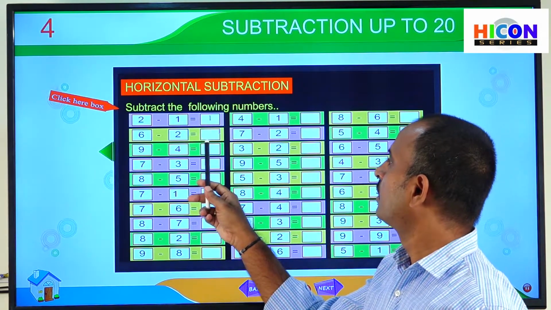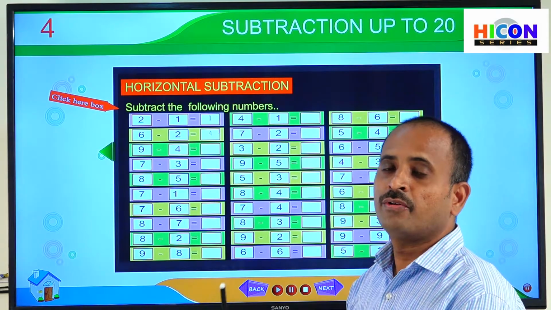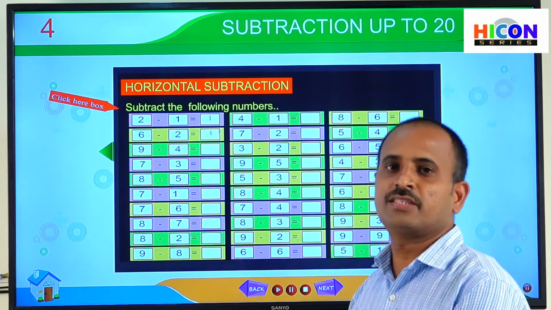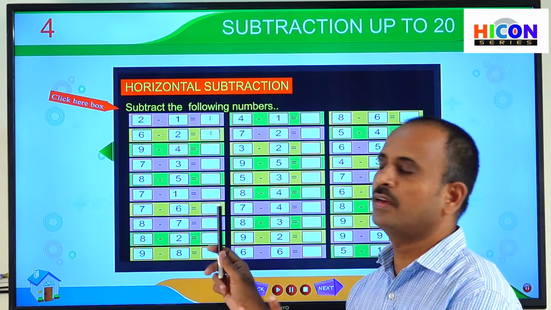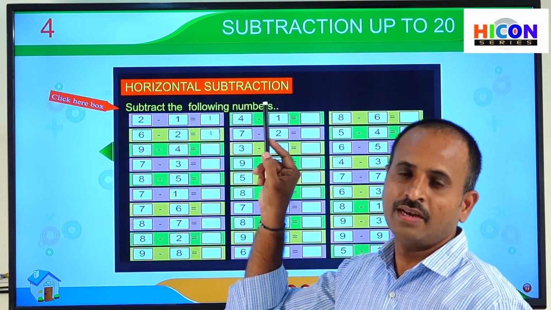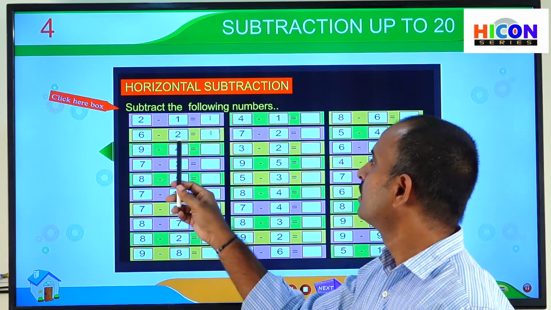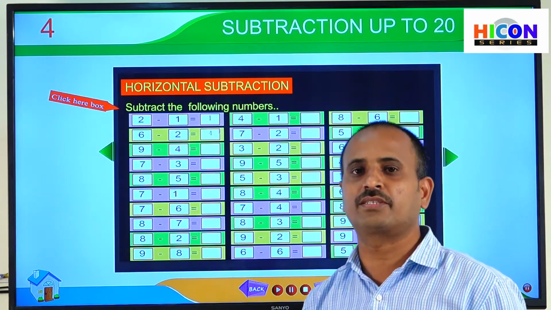So write 4 in this box. So in this way, while doing subtraction with fingers, we have to open the fingers equal to the first number, and we have to close the fingers equal to the second number in the subtraction.